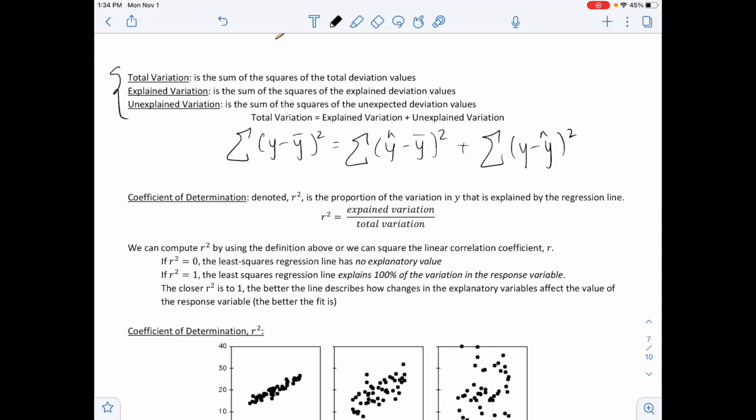We also have a coefficient of determination, which is given to us on our calculator, or you can take your linear correlation coefficient and square it to get the coefficient of determination.